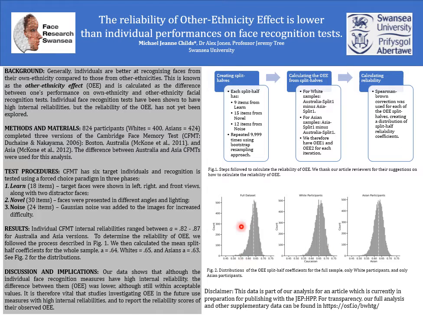So for our full sample, the mean alpha was 0.64, for Caucasians 0.65, and for Asians 0.63, values which are generally lower than the reliability of the CFMT performances themselves, which in our data were generally above 0.8, but nonetheless are within the acceptable values. So here we have demonstrated that although individual CFMT versions have high internal reliability, the reported OEE, which is derived from a difference between 2 tests, is generally lower.